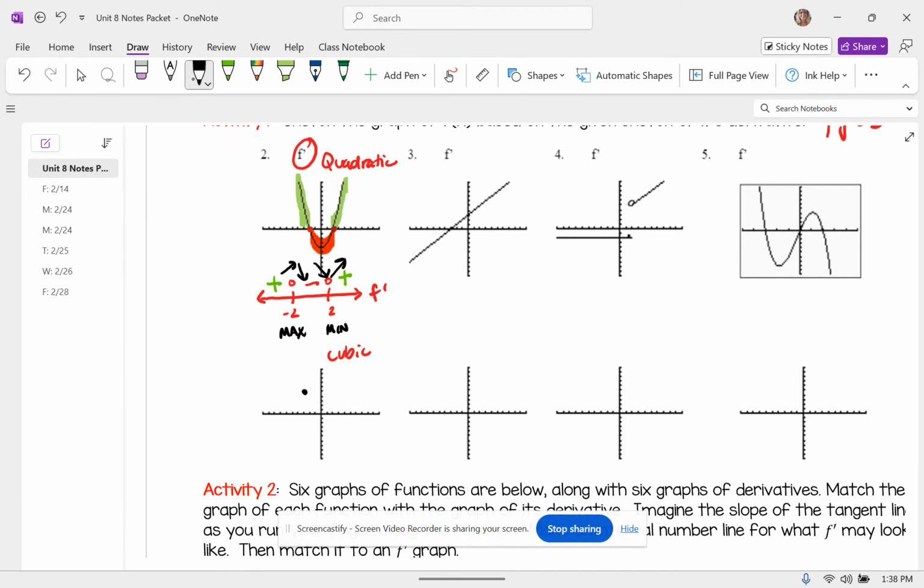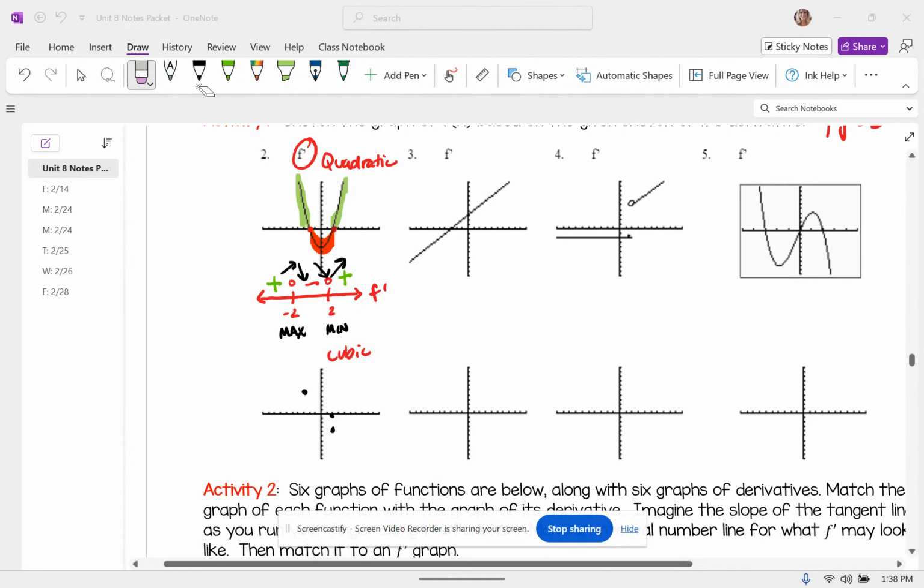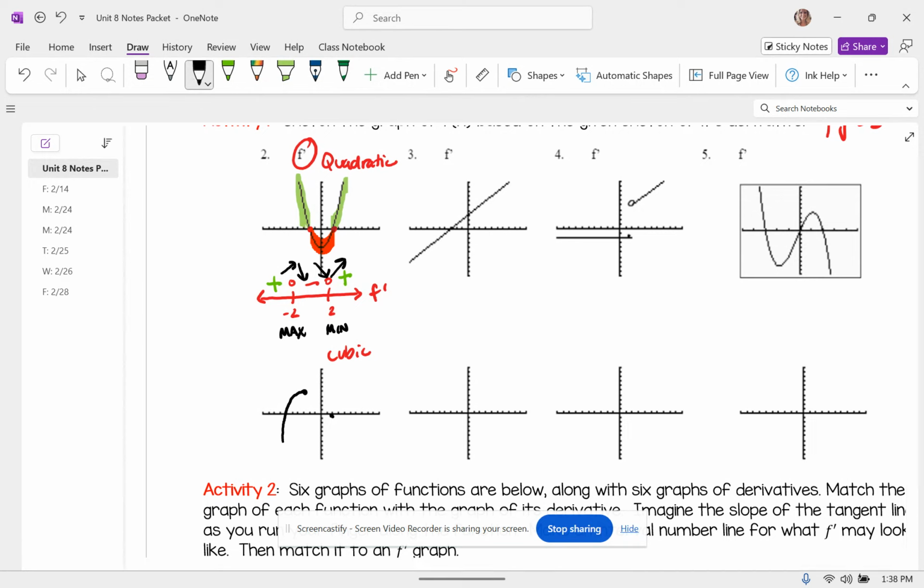Can it be here, or does it matter? Or can it be here? It could be anywhere, right? To the left, the original graph is increasing because the first derivative is positive. In between -2 and 2, the original graph is decreasing because it's negative. From 2 to infinity, the original graph is increasing because the first derivative is positive. You did it. Okay.